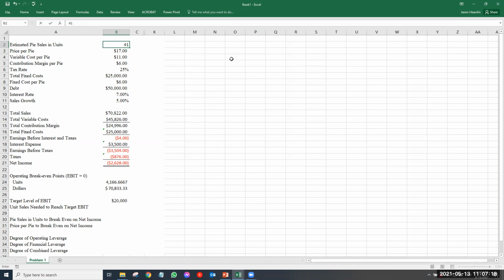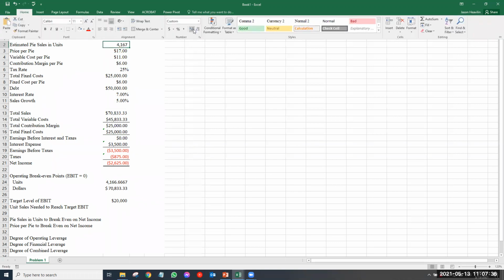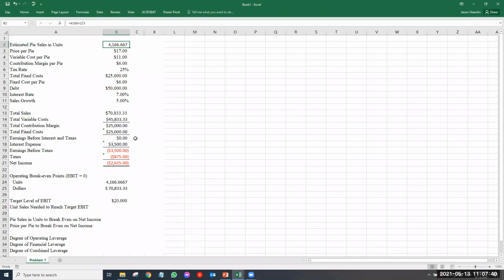Now, if you want to go very precise, I can put 4,166 and just add 2/3, which is the same. And look how we get an actual 0 there, a specific 0. Now that's being rounded up. If I give it a couple of decimals, you see how it starts showing the effect. So if you could sell 2/3 of a pie, then that's exactly where you will break even. All right, let's go back to the original number so we can continue.